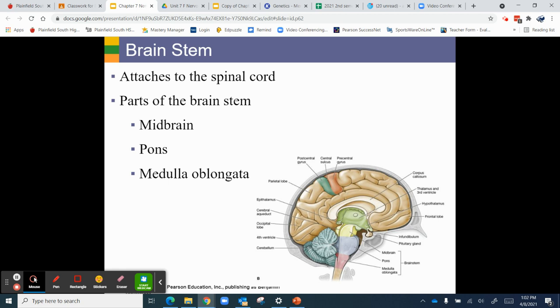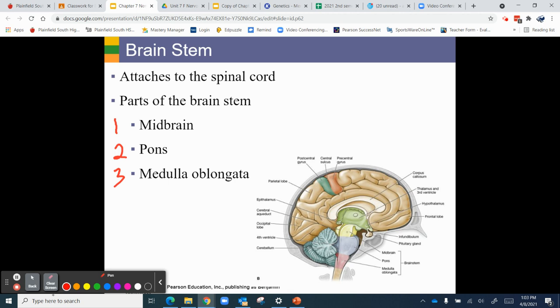All right. Next section we'll talk a little bit about is the brainstem. This is what actually attaches to the spinal cord. So this is how the brain attaches itself to the spinal cord. Again, there are three segments here. We've got what's called the midbrain, the pons, and the medulla. So you can kind of see those segments here.